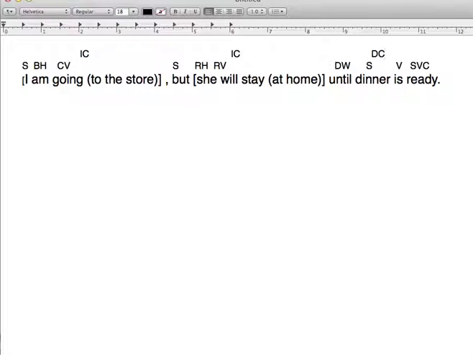So a compound complex sentence has two independent clauses and at least one dependent clause.